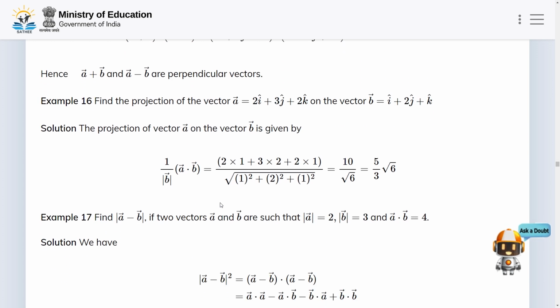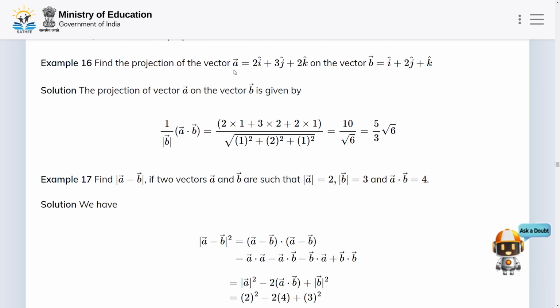Okay. Next example. Find the projection of vector A on vector B. Very easy to find. Whenever you have to find the projection of a vector on some other vector, apply the concept: the dot product of A and B divided by the magnitude of B. So the dot product of A and B will be what?